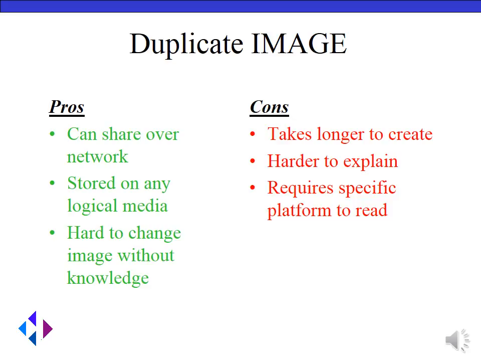The cons: it takes longer to create. You can copy from drive to drive in somewhat quick fashion. One terabyte drive, about 3 hours. And if you use a very fast hard drive, you can sometimes get that down to less than an hour. But it is harder to explain what a duplicate image is. And it requires specific platforms to read it. If you're going to read an E01 file, you need Guidance software to read that, or something that will mount an E01 file, or mount a DD file. So it will come back to specific platforms, sometimes, to read specific file types.